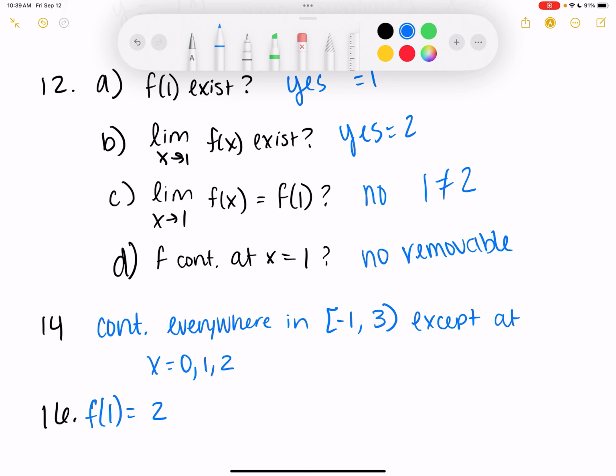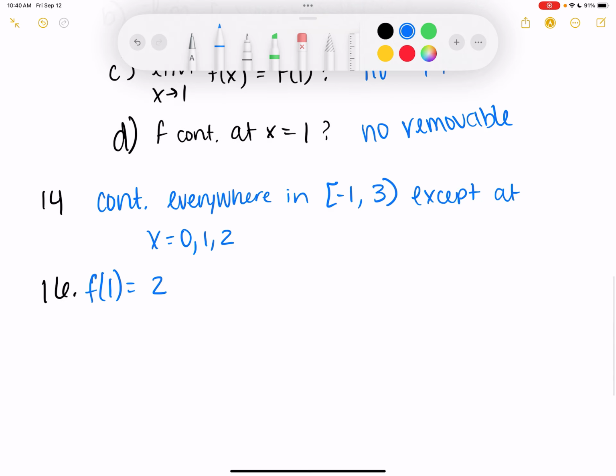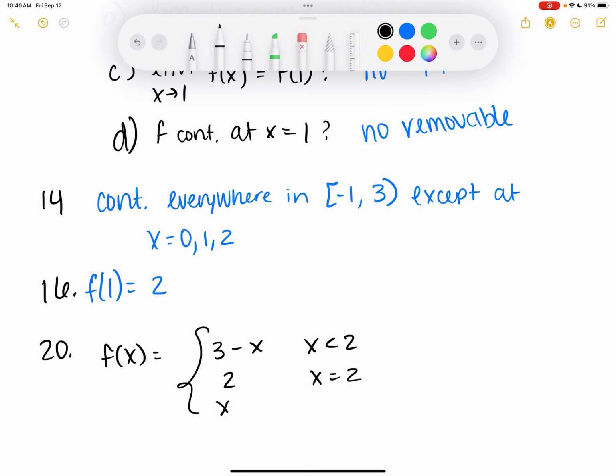So 20, we've got these ones that say find each point of discontinuity, that's part A, and then B, which of the discontinuities are removable, not removable, give reasons for your answers. So 20 is f of x equals this piecewise function: 3 minus x for x less than 2, 2 for x equal to 2, and x divided by 2 for x greater than 2.